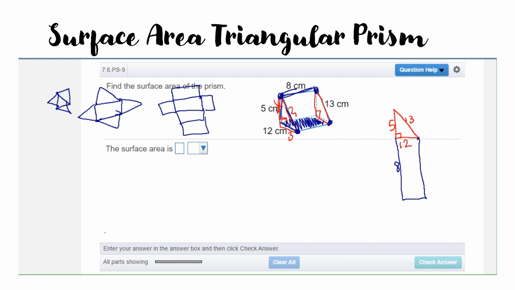And then I'm going to go ahead and draw my other base. I have 2 identical bases.